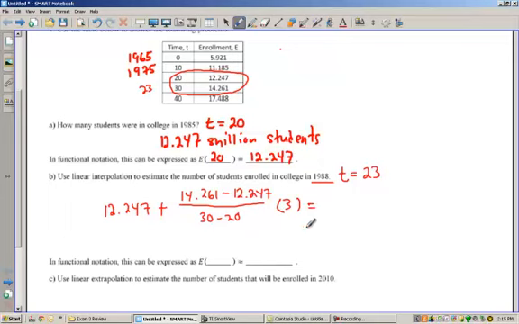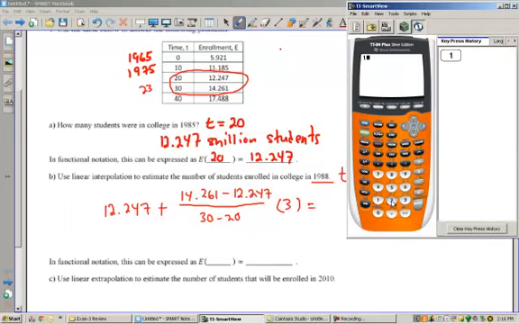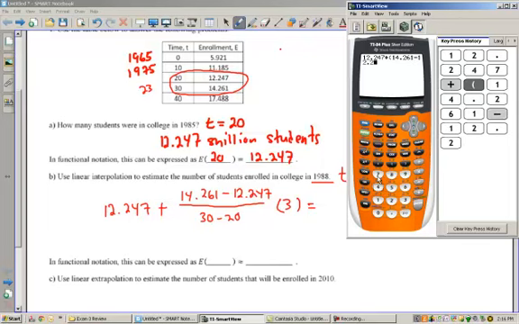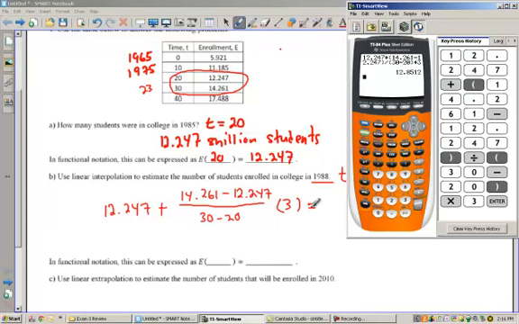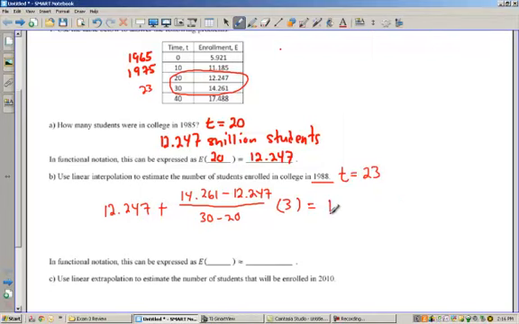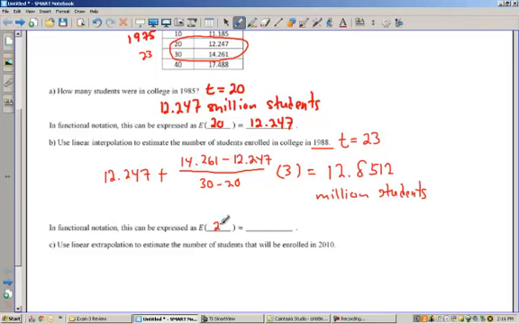And our answer will be, well, take out your calculator and we'll crunch this number. So you take 12.247 and we add left parenthesis 14.261 minus 12.247 right parenthesis divided by left parenthesis 30 minus 20 right parenthesis multiplied by 3, and out pops our answer of about 12.8512 million students. And then in functional notation, this can be written as E of 23 is the input, and then approximately the output we found was 12.8512.